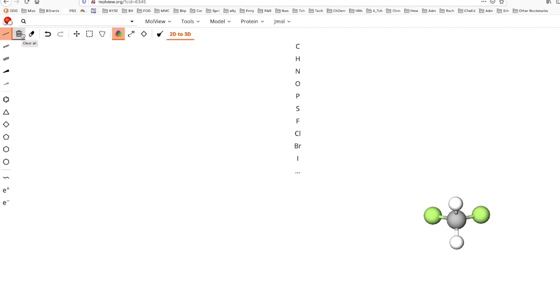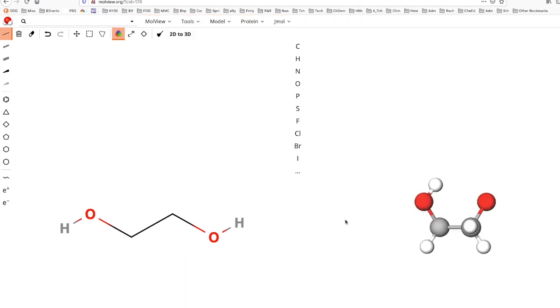Remember, it's ethane 1,2-diol, and so this particular chemical has 2 carbons, an OH on both sides, and then I'm not even going to draw the hydrogens. It'll be placed in there automatically. And then I'm going to go ahead and render this, or clean it up first. And then I'm going to go ahead and create the 3-dimensional structure.